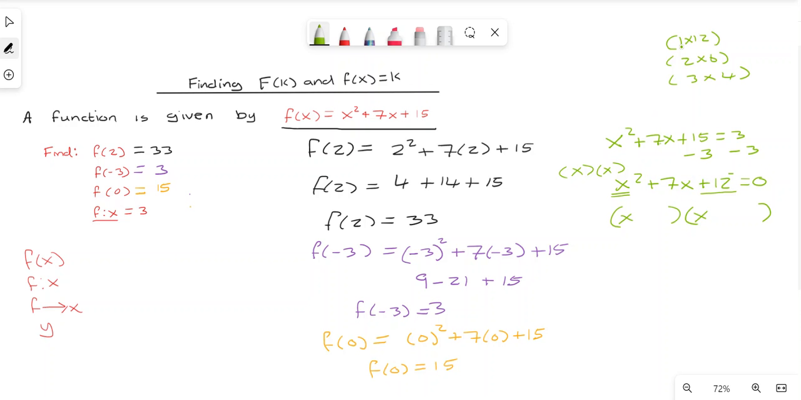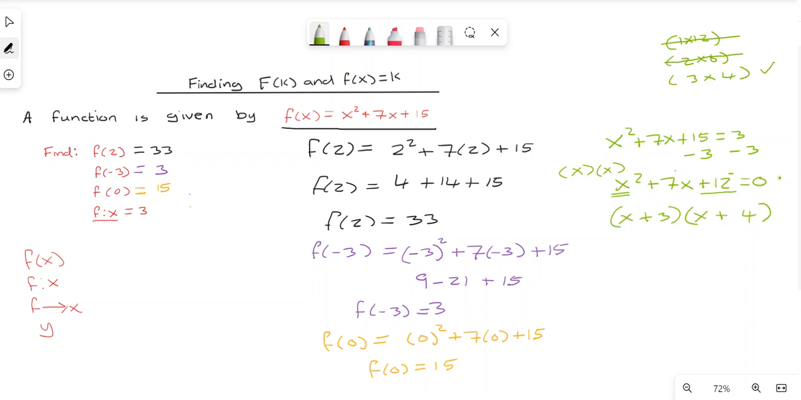So if we have a look, 1 and 12 multiplied by each other will give us 12, but if we add them, it won't give us 7, so it's not going to be these. 2 and 6, when multiplied, will give us 12, but when we add them, it's not going to give us plus 7. Then 3 and 4, when we multiply them, give us 12, and when we add them together, give us plus 7. So these are the factor pairs. We put them in here on the right hand side, so plus 3 here and plus 4 here. These are the factor pairs for this quadratic expression here.